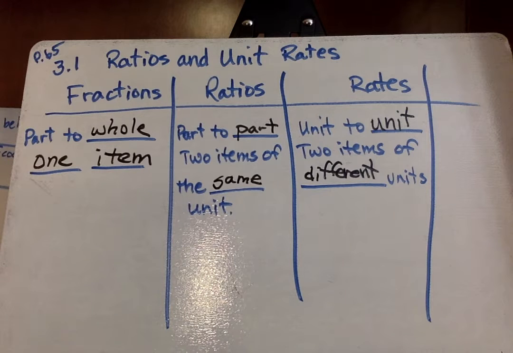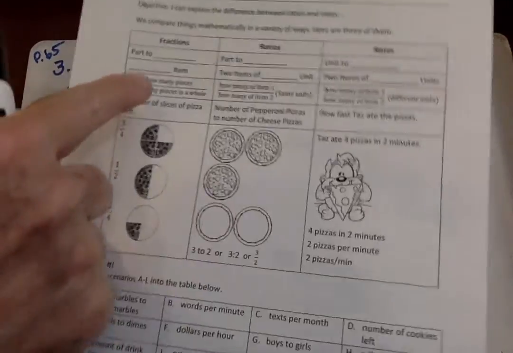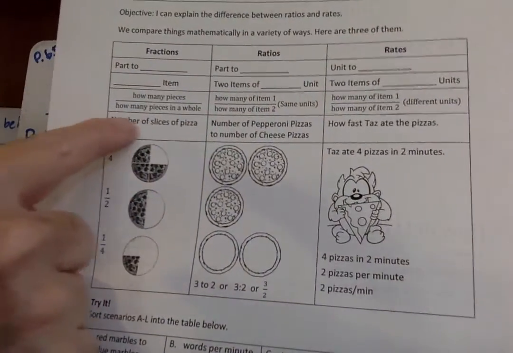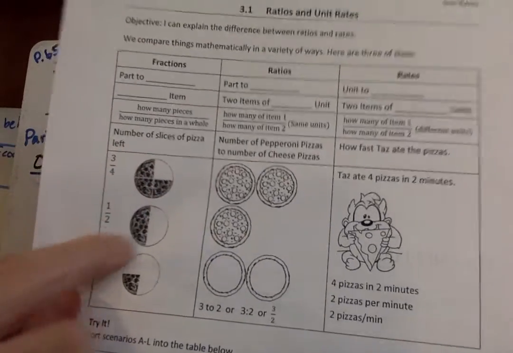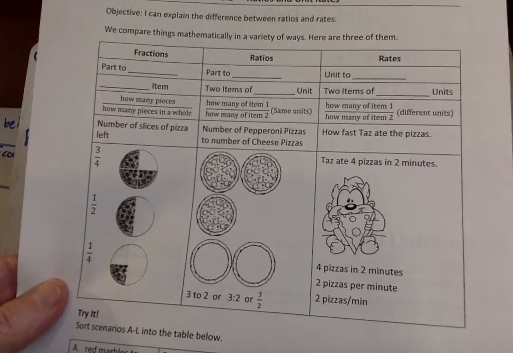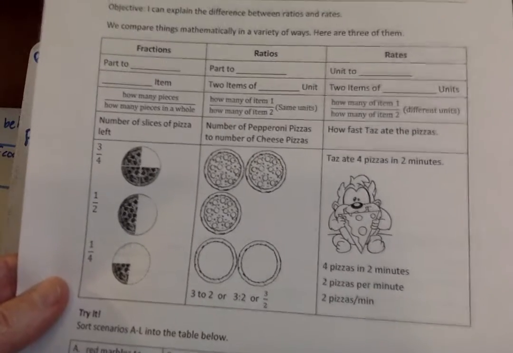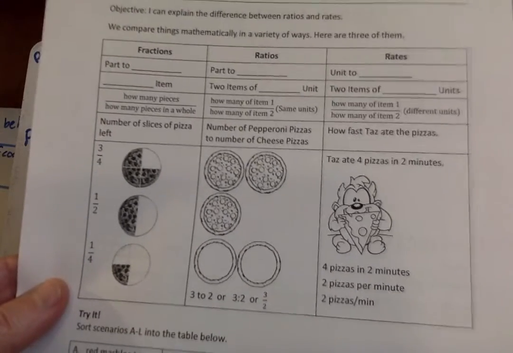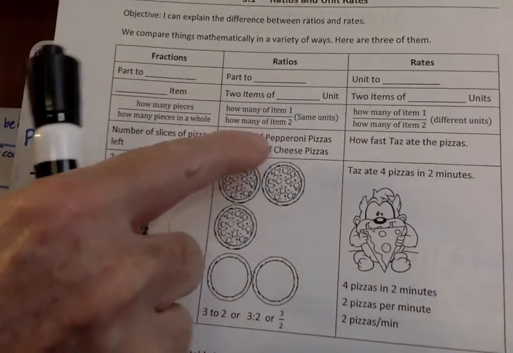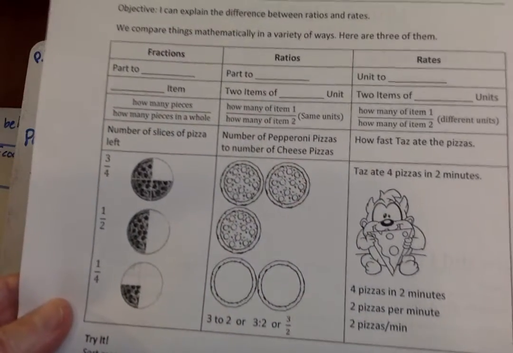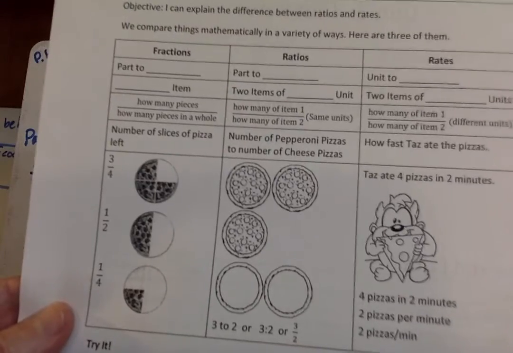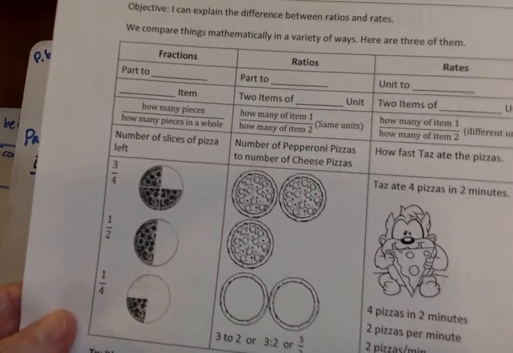If we look at some of the examples they show us here, fractions are like the number of slices of pizza left. There's 3/4, there's half a pizza, and there's a quarter pizza left. Then part to part for ratios is two items of the same unit, such as the number of pepperoni pizzas to the number of cheese pizzas. So again, part to part, two items of the same unit.